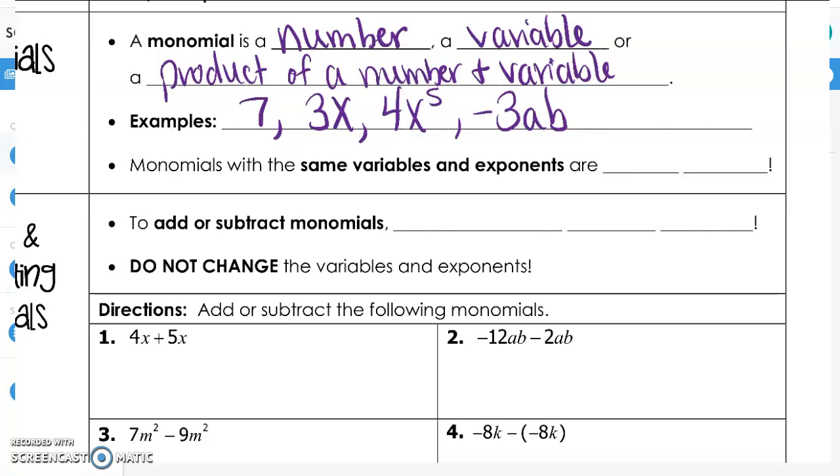You can have more than one variable being multiplied. You could have something like negative 2x to the 3rd, y to the 4th. So you could have different variables, different exponents, all of that. The key is that it's only numbers and variables being multiplied. There's no addition, subtraction, or division.